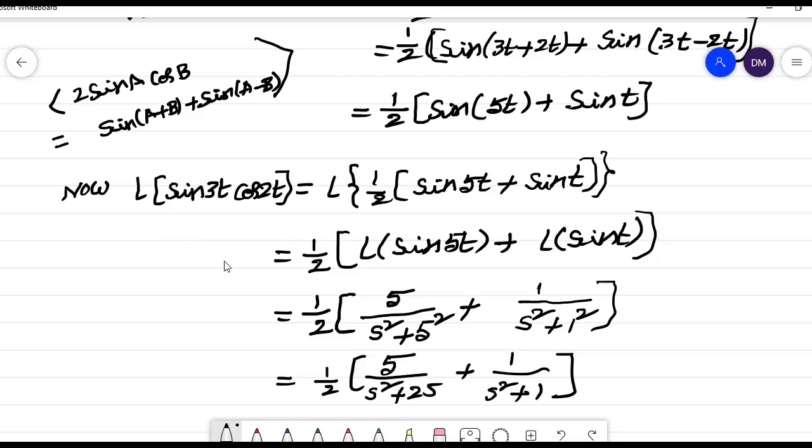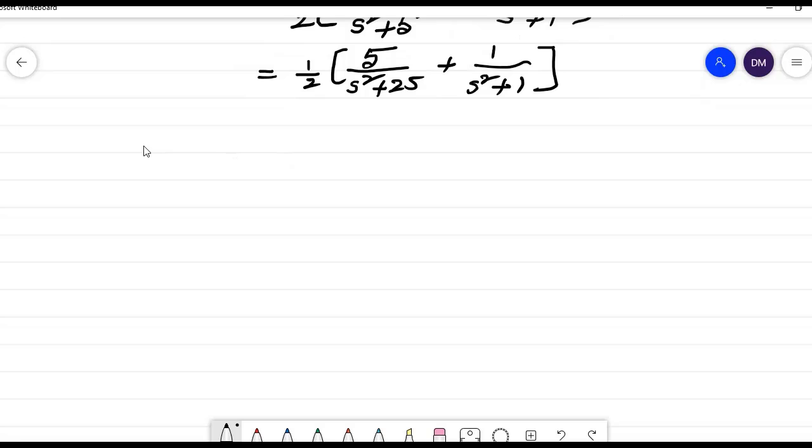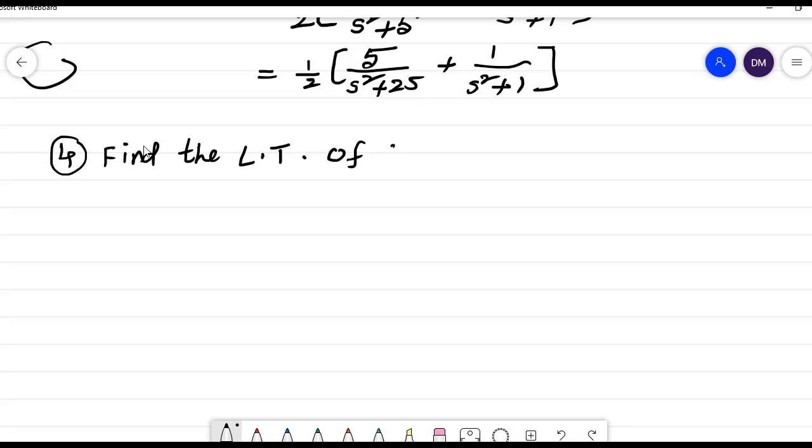Now coming to the fourth problem. Find the Laplace transform of f of t equal to 4 for 0 less than or equal to t less than or equal to 1, and 3 for t greater than 1.